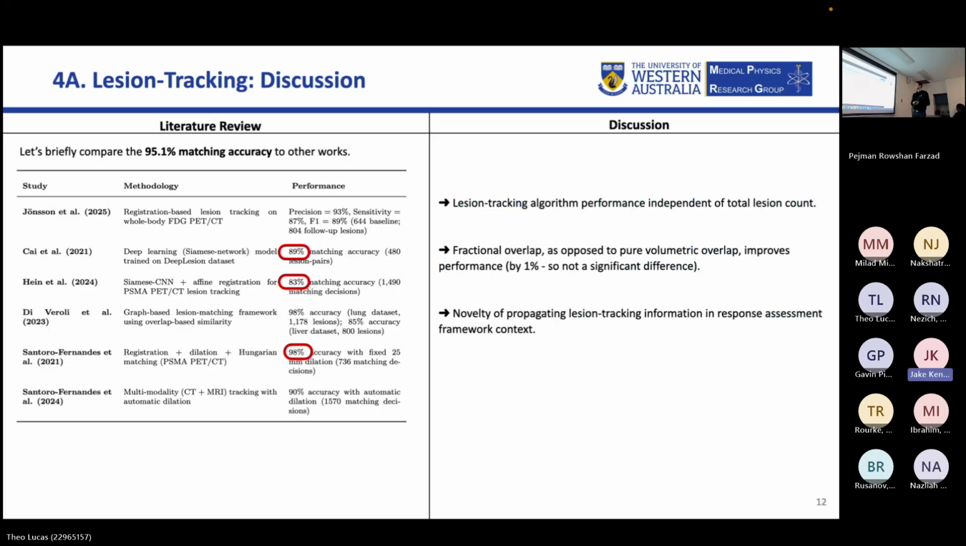So as a brief summary here, the most important bits are that the performance was independent of the total lesion count. This is useful so we can use it in high disease cohorts. Second of all, this fractional overlap, as opposed to just computing pure volumetric overlap, seemed to improve the performance, but only by 1%, so it's not significantly different. And third of all, there was the novelty of propagating the lesion tracking information in RECIP specifically.